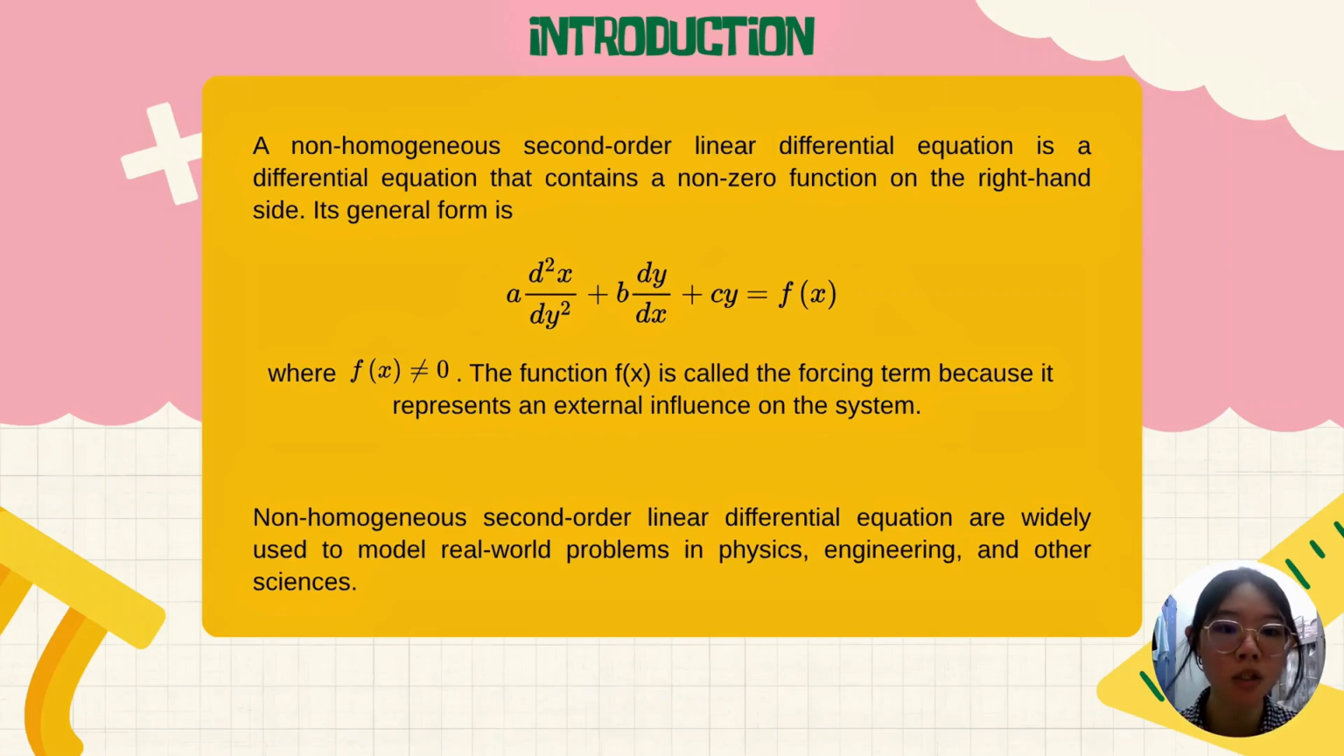A non-homogeneous second order differential equation is a differential equation that contains a non-zero function on the right hand side. Its general form is shown in the slide, as you can see, where the right hand side function is not equal to 0. The function is called the forcing term because it represents an external influence on the system. Non-homogeneous second-order linear differential equations are widely used to model real-world problems in physics, engineering, and other sciences.